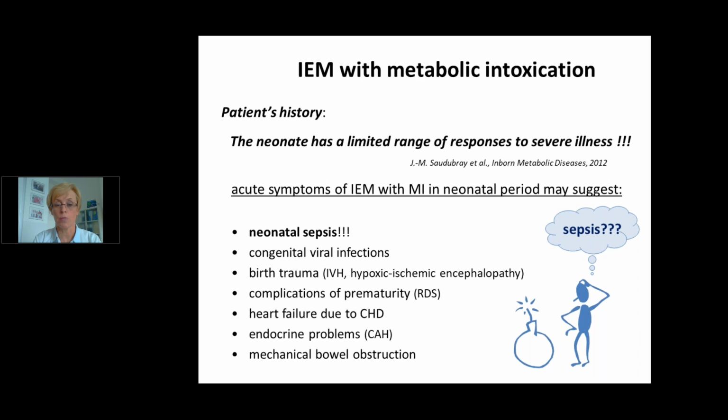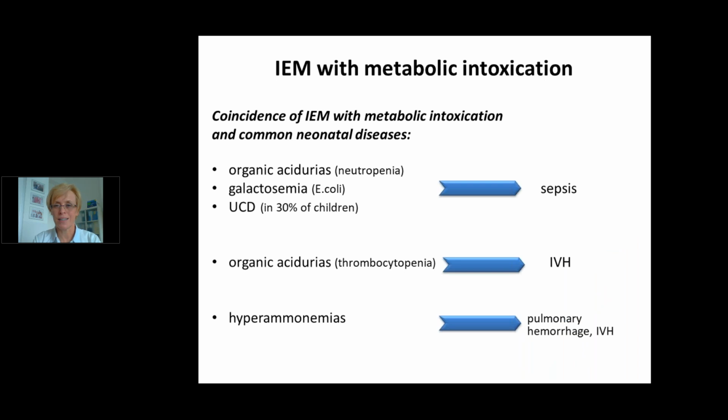Therefore, acute symptoms of inborn errors of metabolism with metabolic intoxication in the neonatal period may suggest the most common complication in the neonatal period, including neonatal sepsis. But to make the whole story even more complicated, we have to realize that there are some inborn errors of metabolism which, due to different mechanisms, may predispose the child to develop this common complication, like, for example, in organic acidurias, galactosemia, or urea cycle diseases. There is a higher risk for the child to be affected by sepsis.